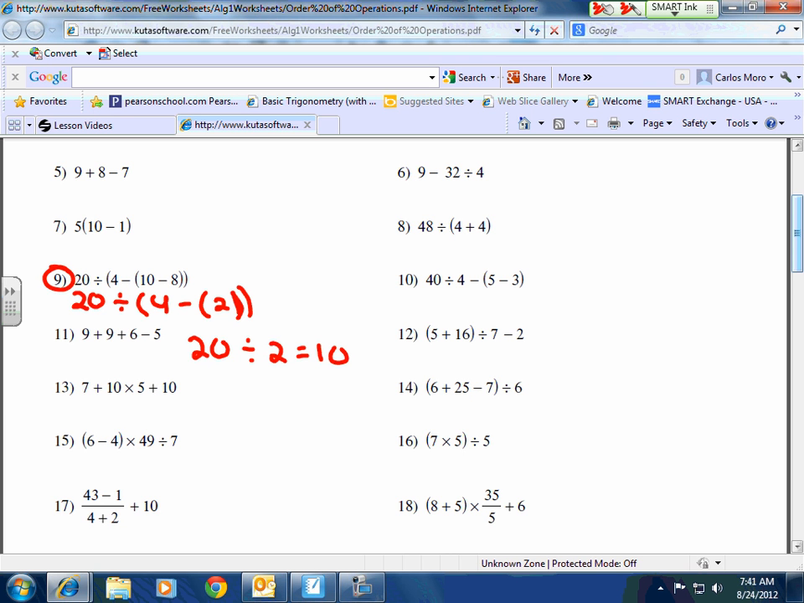Okay, let's go ahead and look at 12. It's going to be (5 plus 16) in parentheses first, that's 21, divided by 7 minus 2. 21 divided by 7 is going to be 3 minus that 2 equals 1. Just follow the order of operations. Please excuse my dear Aunt Sally. Hope you guys understand that.